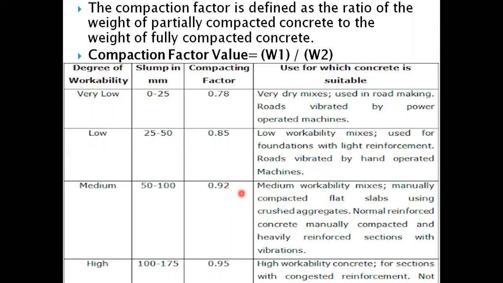Next, if the compaction factor is 0.92, then it is identified as medium workable concrete, and medium workable concrete is useful for manually compacted flat slabs and normally reinforced concrete, manually compacted, and heavily reinforced sections with vibrators. So it is useful for flat slabs which are manually compacted, and also for normal reinforced concrete members, or RCC members, which are hand compacted.